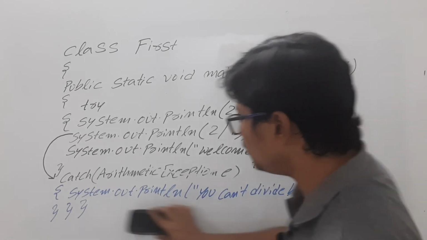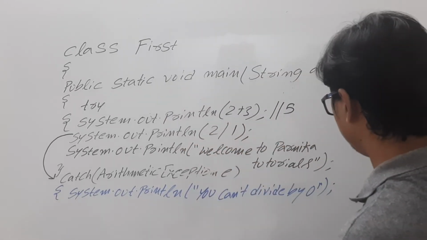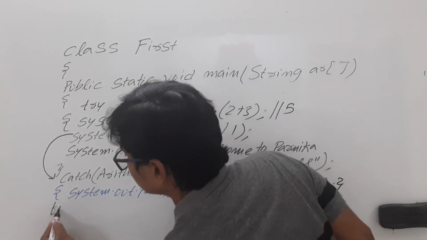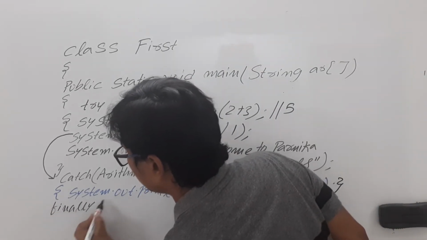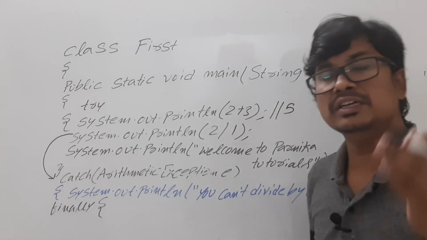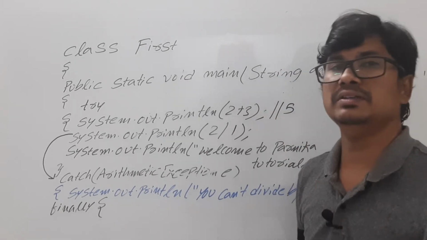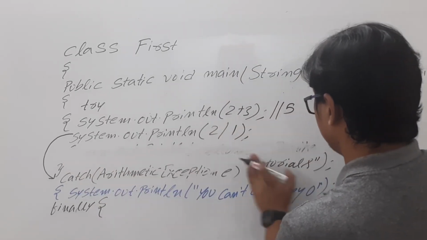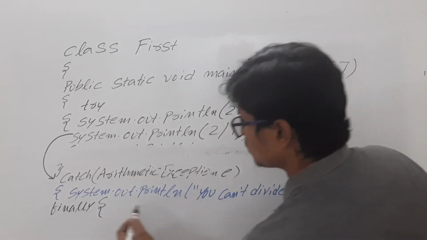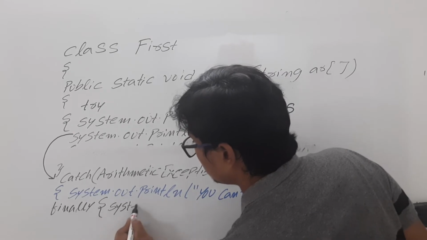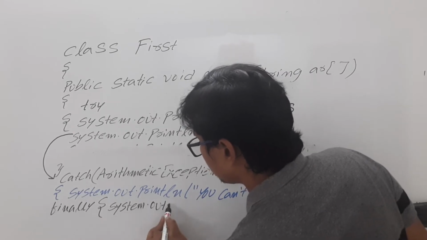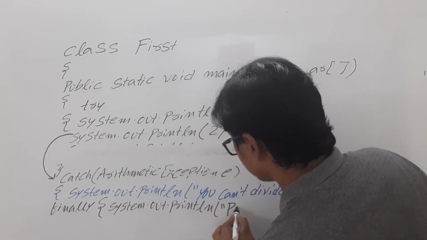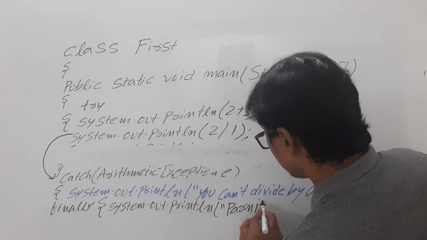Okay, now let me write the finally block for you all. Let me close the catch. Finally. The finally block is useful for executing statements compulsorily or mandatorily. So I will remove the statement from here, because here it is not printing. I will write here System.out.println, welcome to Parnika tutorials, or I will simply write Parnika tutorials.